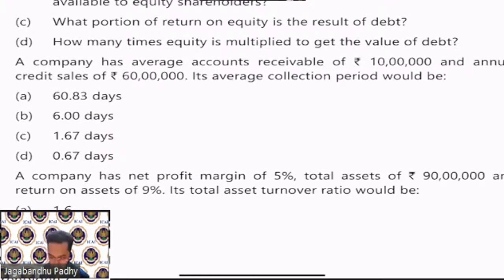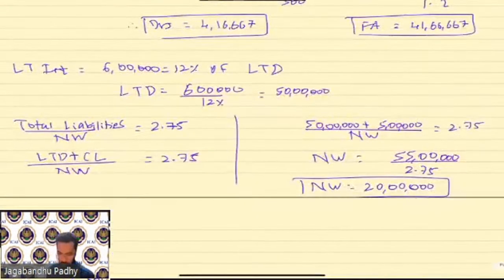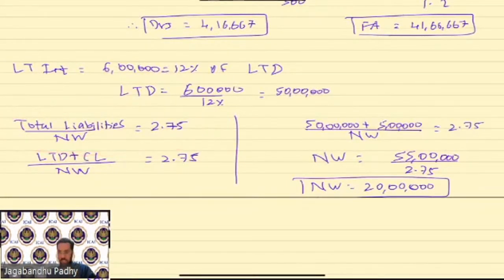How you got the net worth? Once again, how you got the net worth of 20 lakh? See over here, we had this ratio, no? Total liabilities to net worth is 2.75. So total liabilities will be actually total of liabilities, not the equity. Total of liabilities is long-term debt plus current liability upon net worth of 2.75. We took this and got the net worth to be 20 lakh.